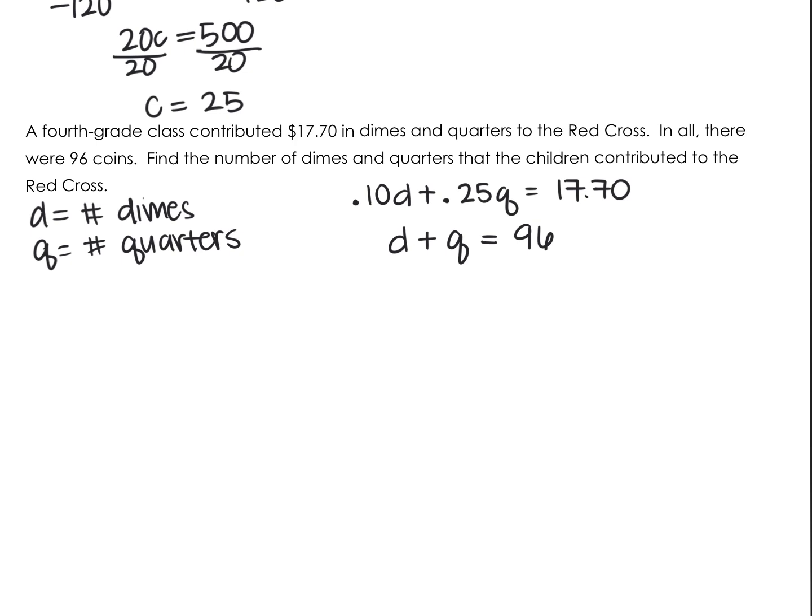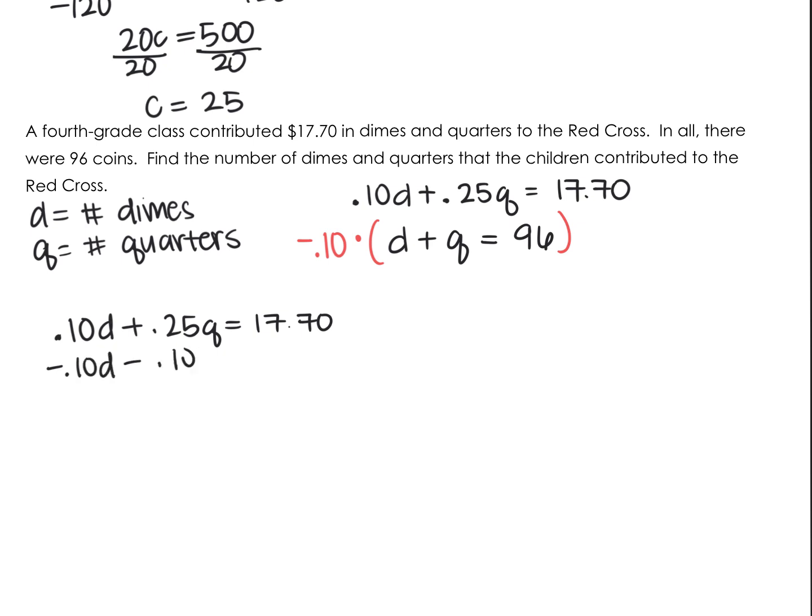So if I want to eliminate D, I need to make sure that they are both 0.10, and one of them has to be negative. So I'm going to multiply the bottom equation by negative 0.10. My first equation is staying the same. My second equation is going to be negative 0.10D minus 0.10Q equals negative 9.6.